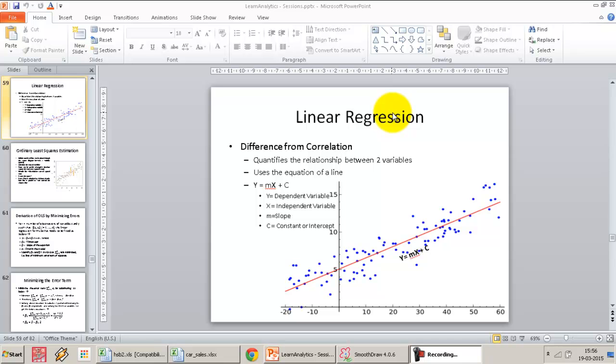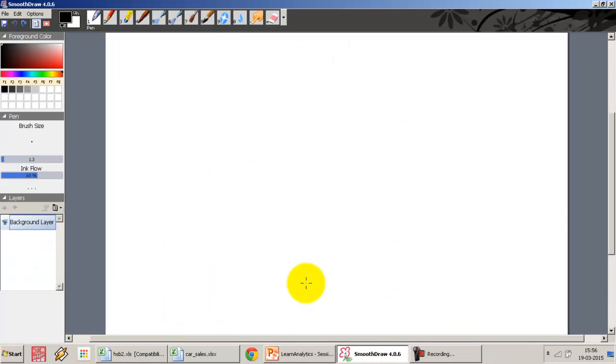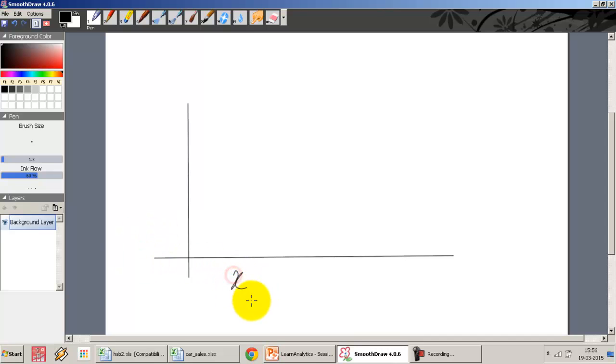Now, as we all know, or some of you may not know, a linear function is simply the equation of a line. And the line follows the formula y is equal to mx plus c. So I'll try and draw a line here so that we are a little more comfortable regarding regression. Supposing I have two axes, x and y. This is the horizontal axis x, this is the vertical axis y, and I have a line in this two-dimensional space.